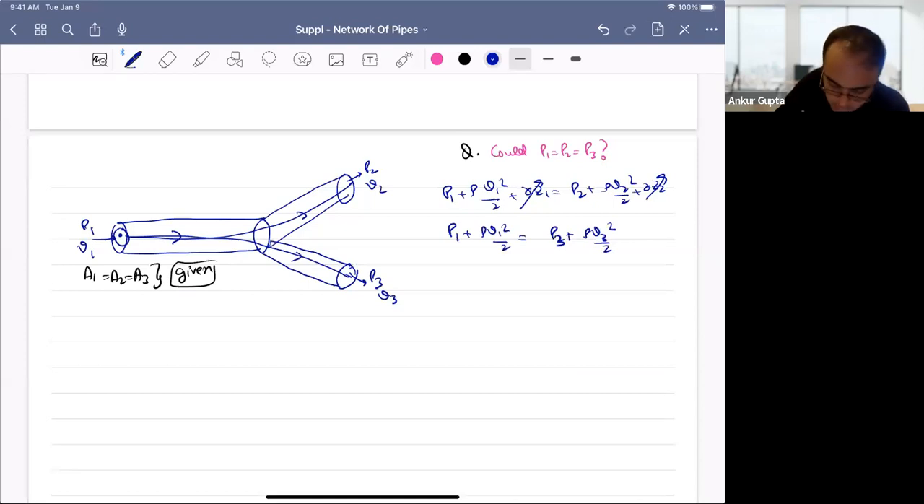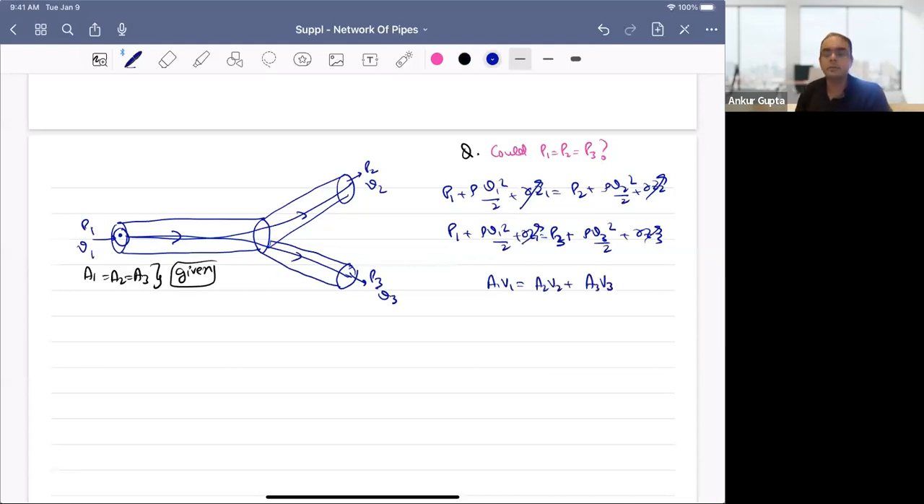And just note, if you want, you can also write plus gamma Z1 plus gamma Z3. These are the same because they are at the same height, or you can assume Z to be 0 simply. And so we get P1 plus rho V1 squared by 2 equal to the same for P3. And then we also have the continuity equation, which would be flow in is equal to flow out. So we'll say A1 V1 equal to A2 V2 plus A3 V3.